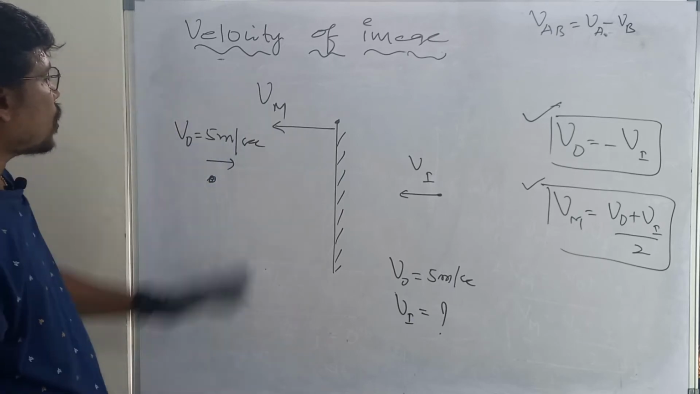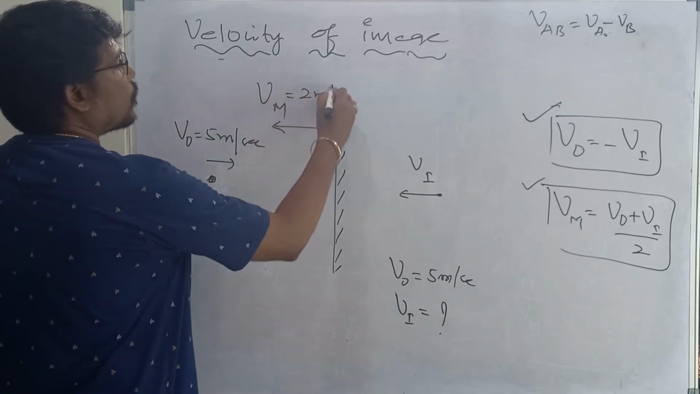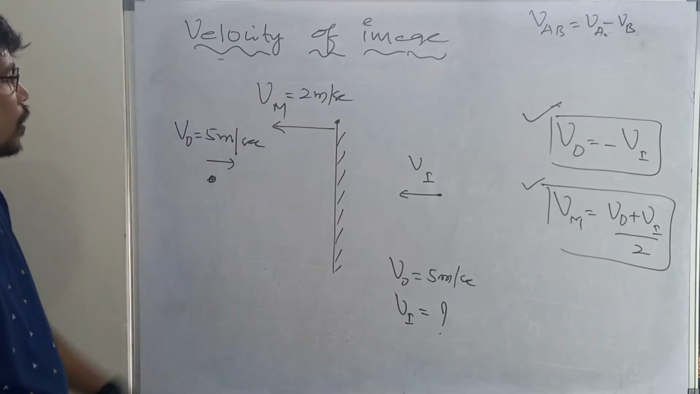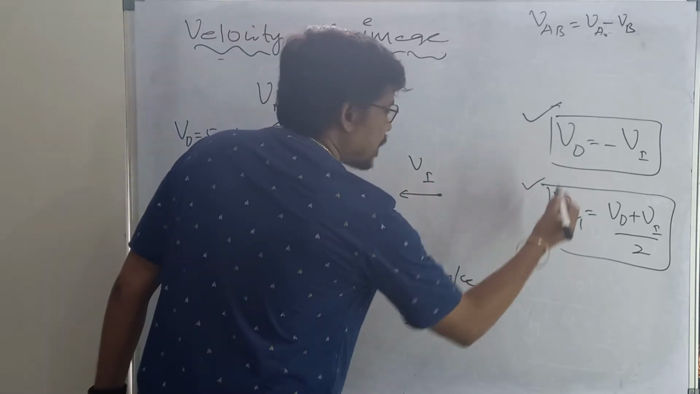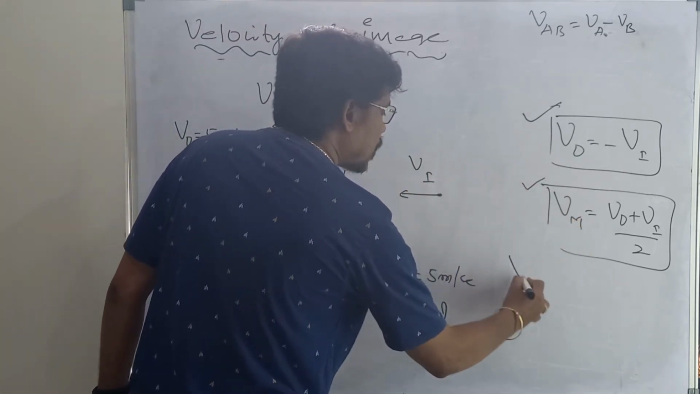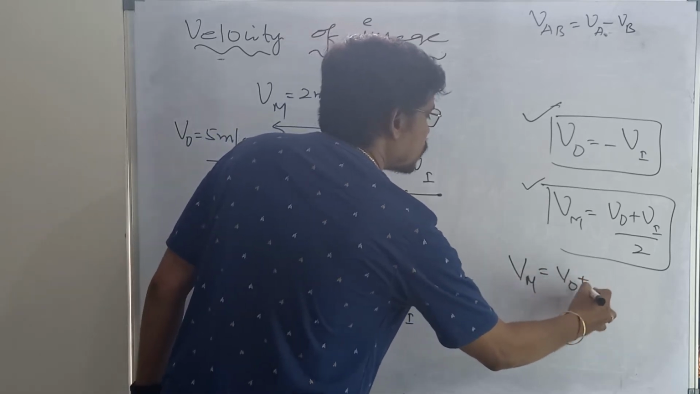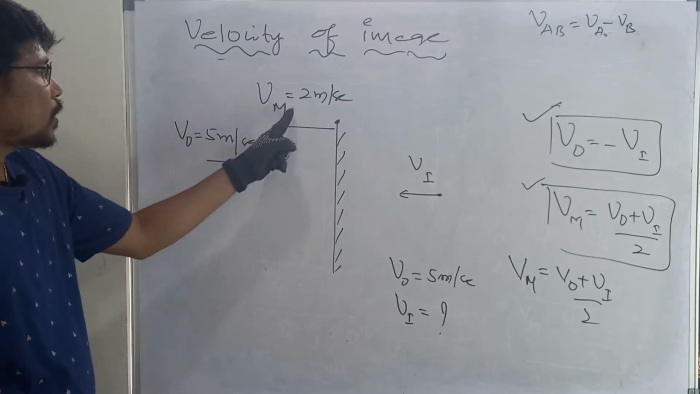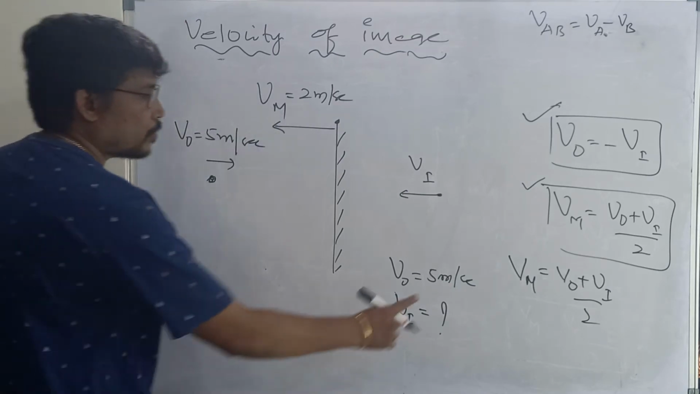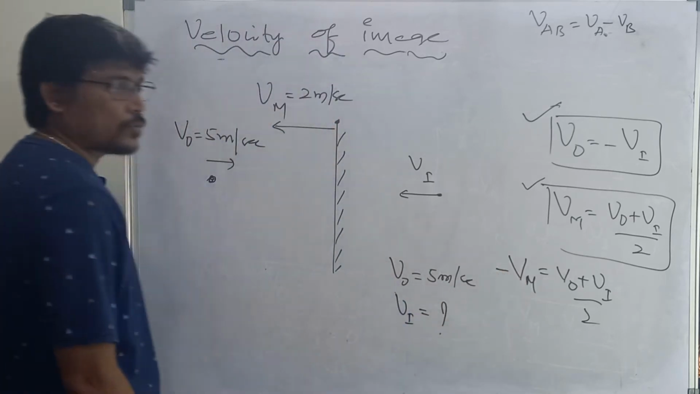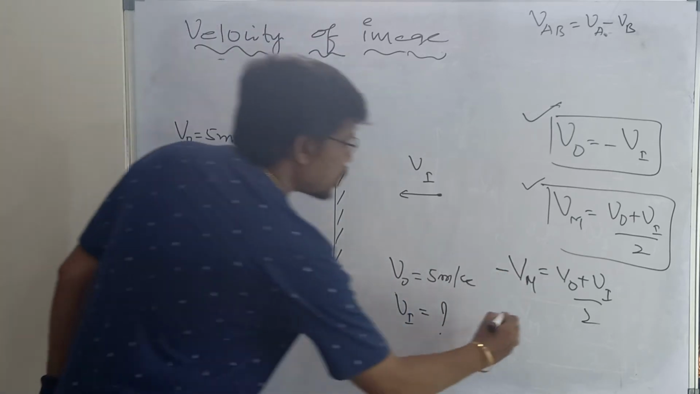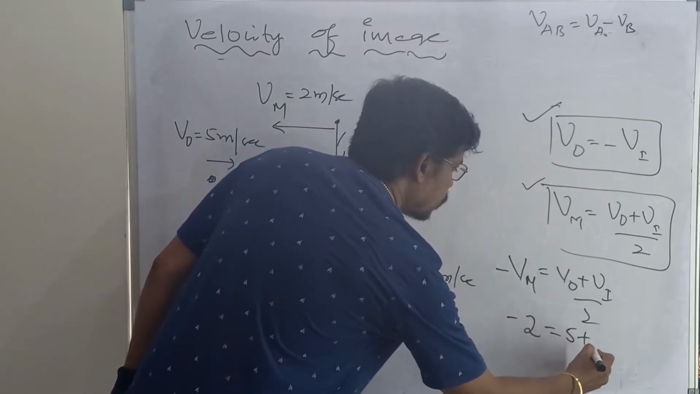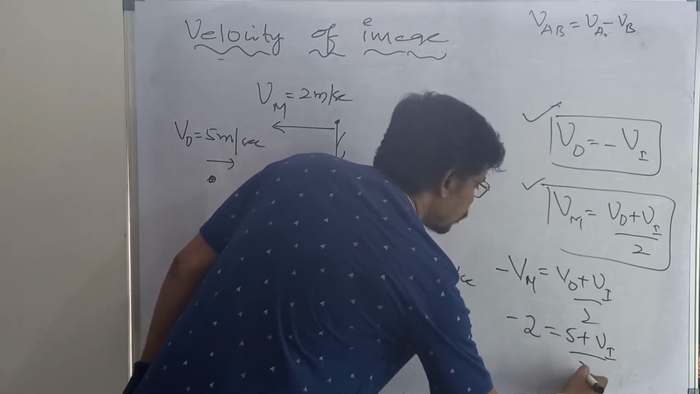If the mirror is also moving with a velocity of, let us consider, 2 meter per second, opposite to the velocity of the object, use this expression: velocity of the mirror is equal to velocity of the object plus velocity of the image, divided by 2. Observe that the object and the mirror are moving in opposite directions, so this should be considered as minus. This is given as 2. Putting the minus, the velocity of the object is 5 plus the velocity of the image, by 2.